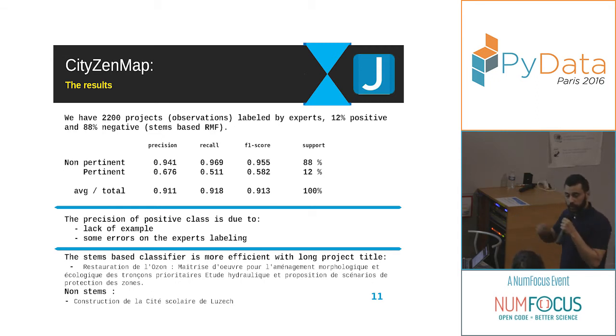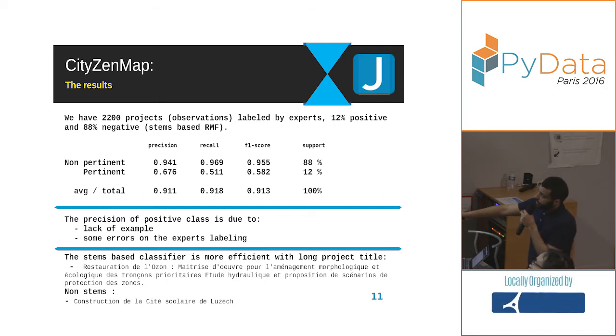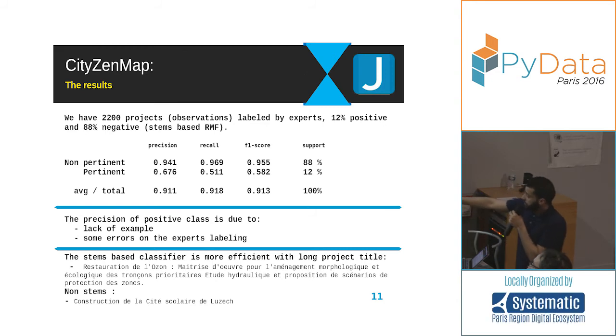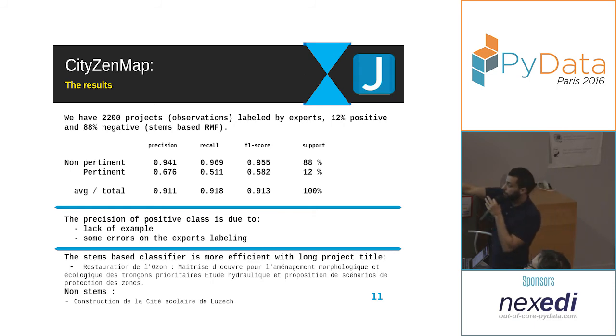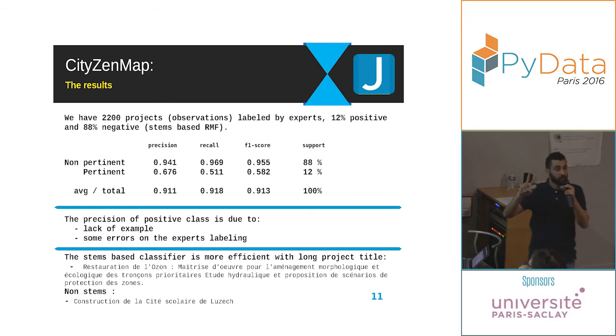Relevant means it will be published on Citizen Map. And the negative will not be published on Citizen Map. And this is an example of results of titles classified as positive by the stem-based classifier. We can see that the stem-based classifier can detect much longer titles compared to the non-stem classifier. And this is why we use two classifiers to resolve this problem.